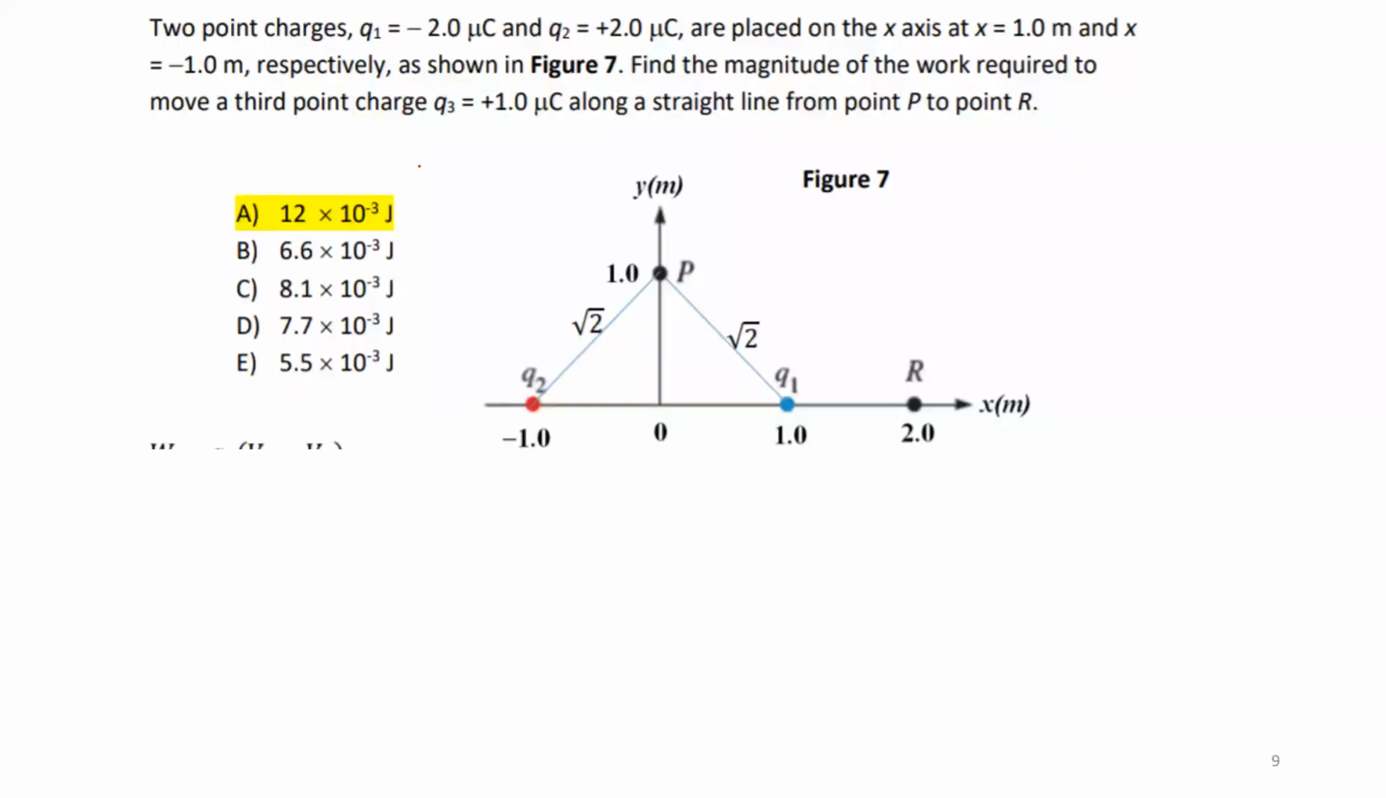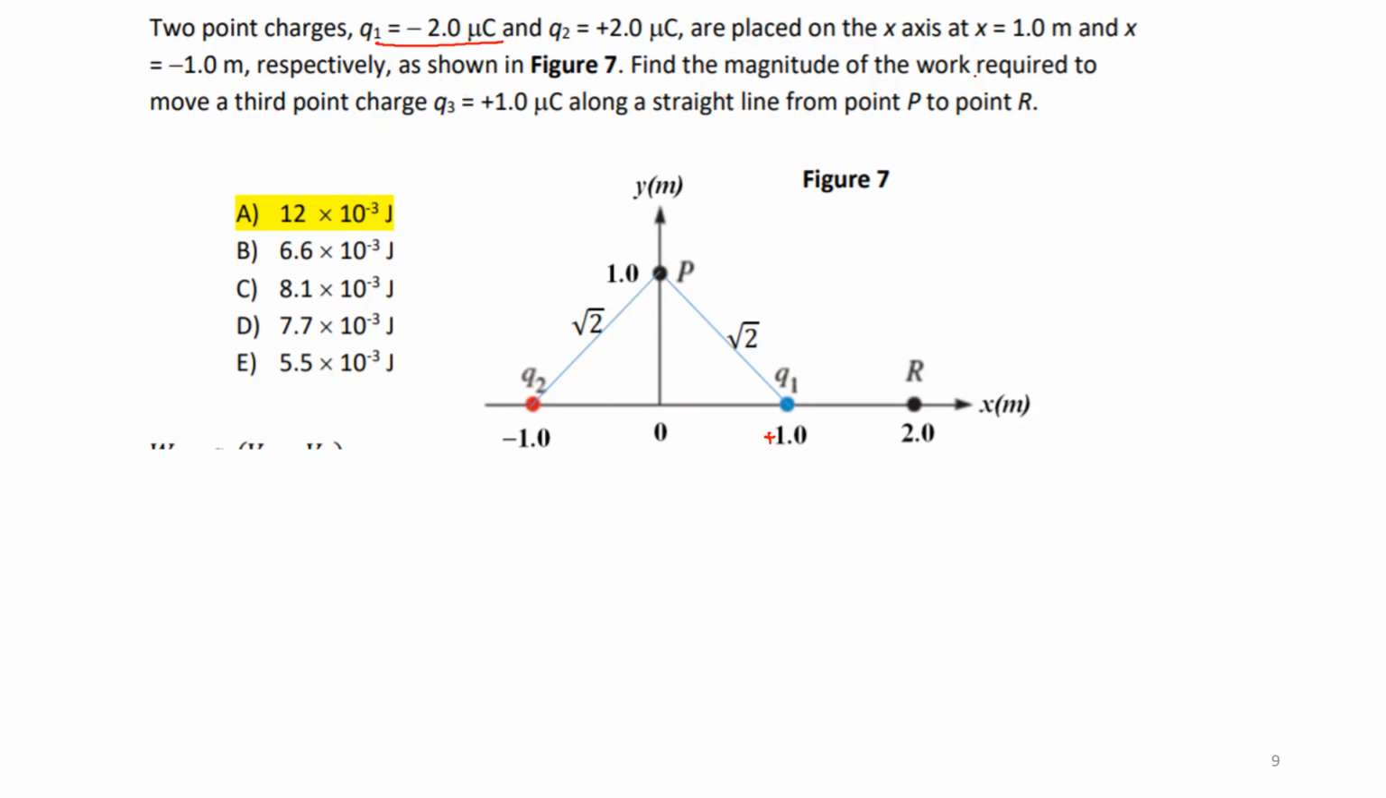So we have two point charges, Q1, which is here, and I give you Q1 as minus 2 microcoulomb and Q2, which is plus 2 microcoulomb here. They are placed on the x-axis. Q1 is at +1 and Q2 is at -1 along the x-axis, as shown in the figure.